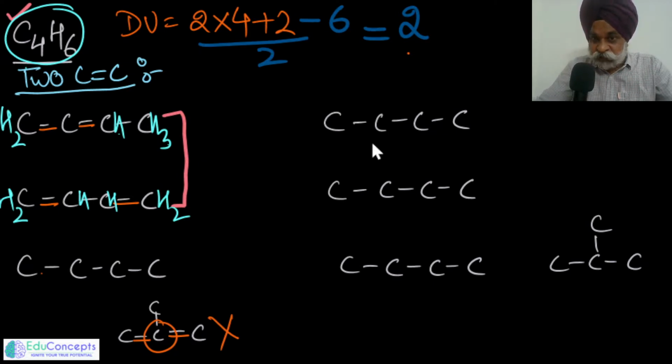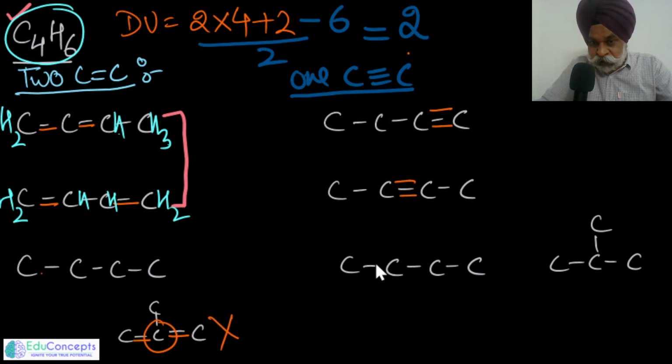Now similarly, one triple bond can also be made here. One triple bond can be drawn like this, one triple bond can be like this. Is there any way other than this? No. So first and third are the same thing, so this got repeated. Can I place a triple bond here? No, this carbon would become pentavalent.